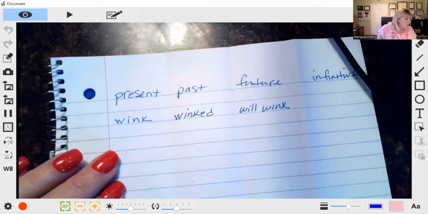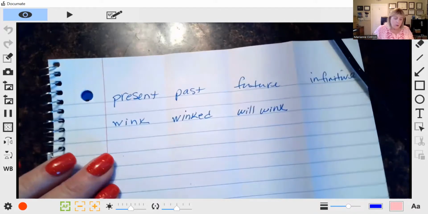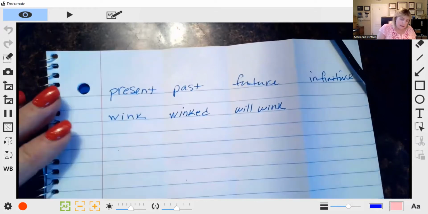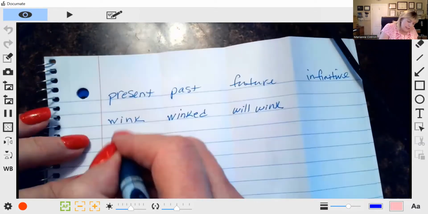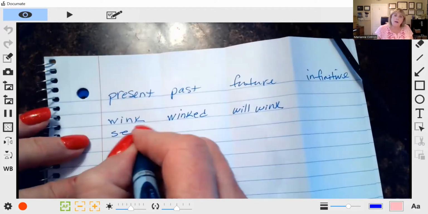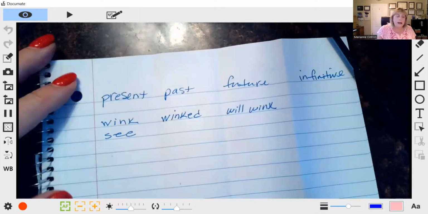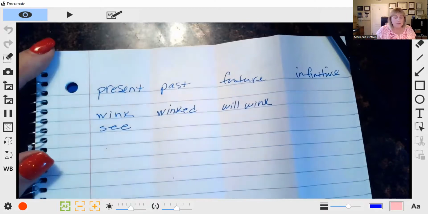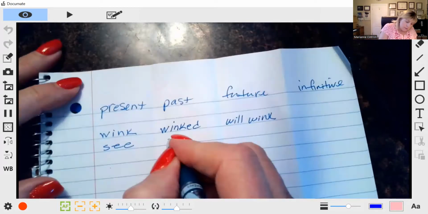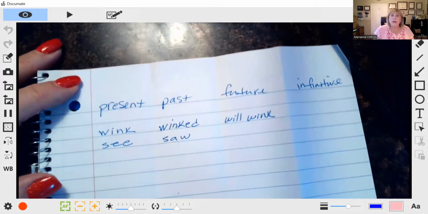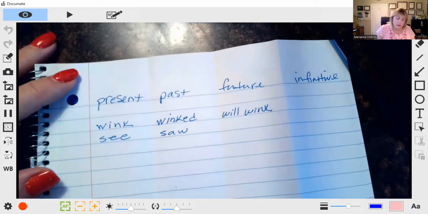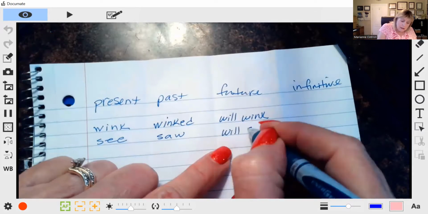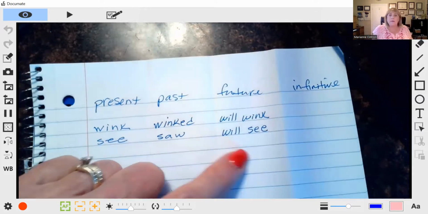And the next word I go to is the word see. So winked is called a regular verb. It ends with ED in the past tense. So then we have the word see. And I ask her, what's the past tense of see? It's not seed, it is saw. And I point out to her that's an irregular verb. However, when we say the future word, we'll say we will see.